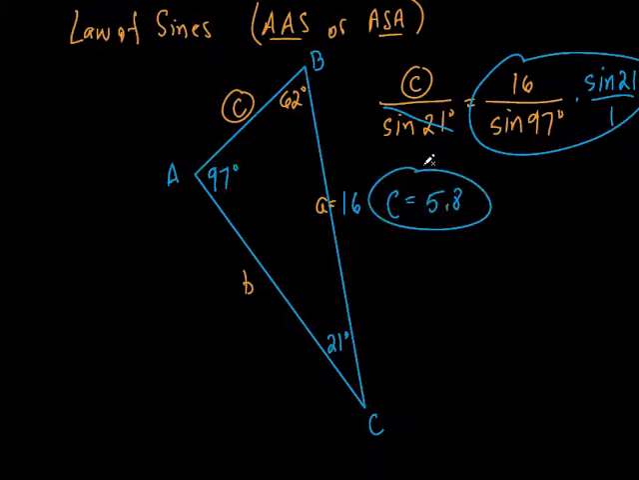And there you go. So I took a non-right triangle, and I used this rule called the law of sines to solve for that missing side right there.